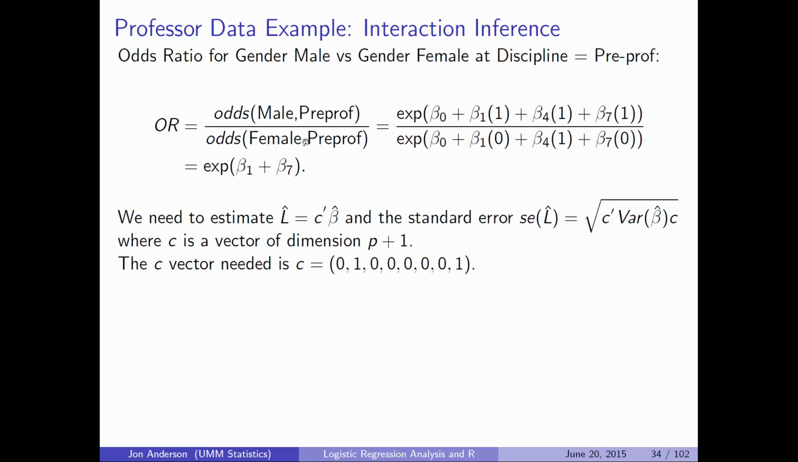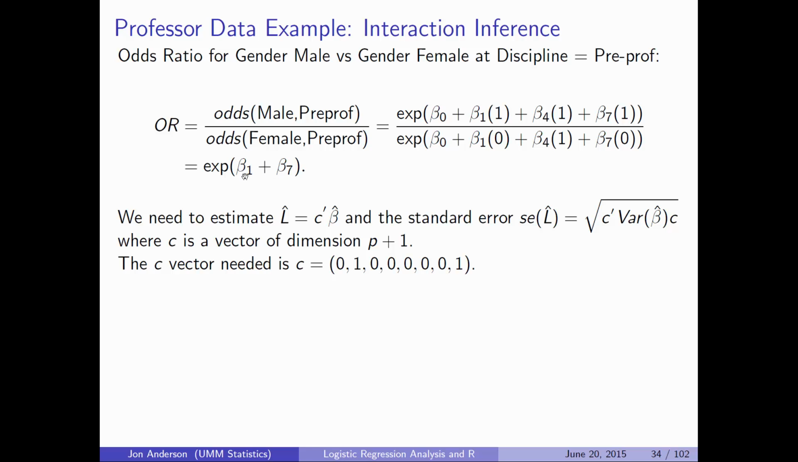When we deal with female faculty, we will have an intercept, beta naught. The gender beta, beta 1, will be multiplying a 0 because it's a female faculty member. It is pre-professional, so beta 4 will be multiplied by a 1, and all of the rest of the terms will be 0. What we're left with then, in terms of betas, is beta 1 plus beta 7.